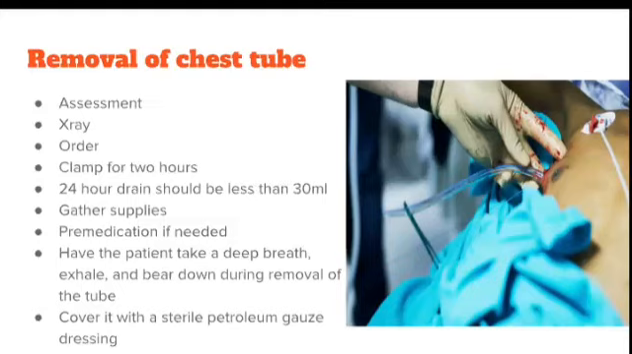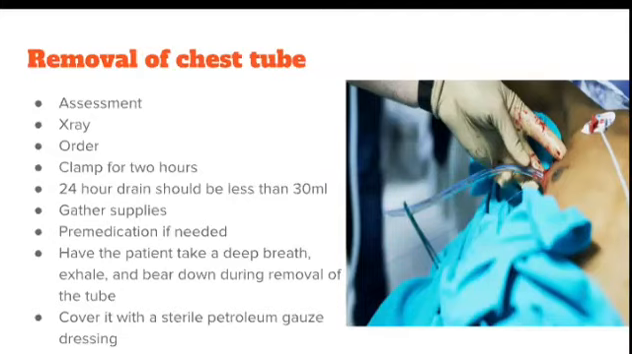The 24 hours drain should be less than 30 ml. We have discussed in the introduction section that the normal pleural fluid is 10 to 20 ml. So a 24 hours drain of less than 30 ml is effective. Gather supplies needed for removal of chest tubes. Pre-medicate if the patient is having pain.